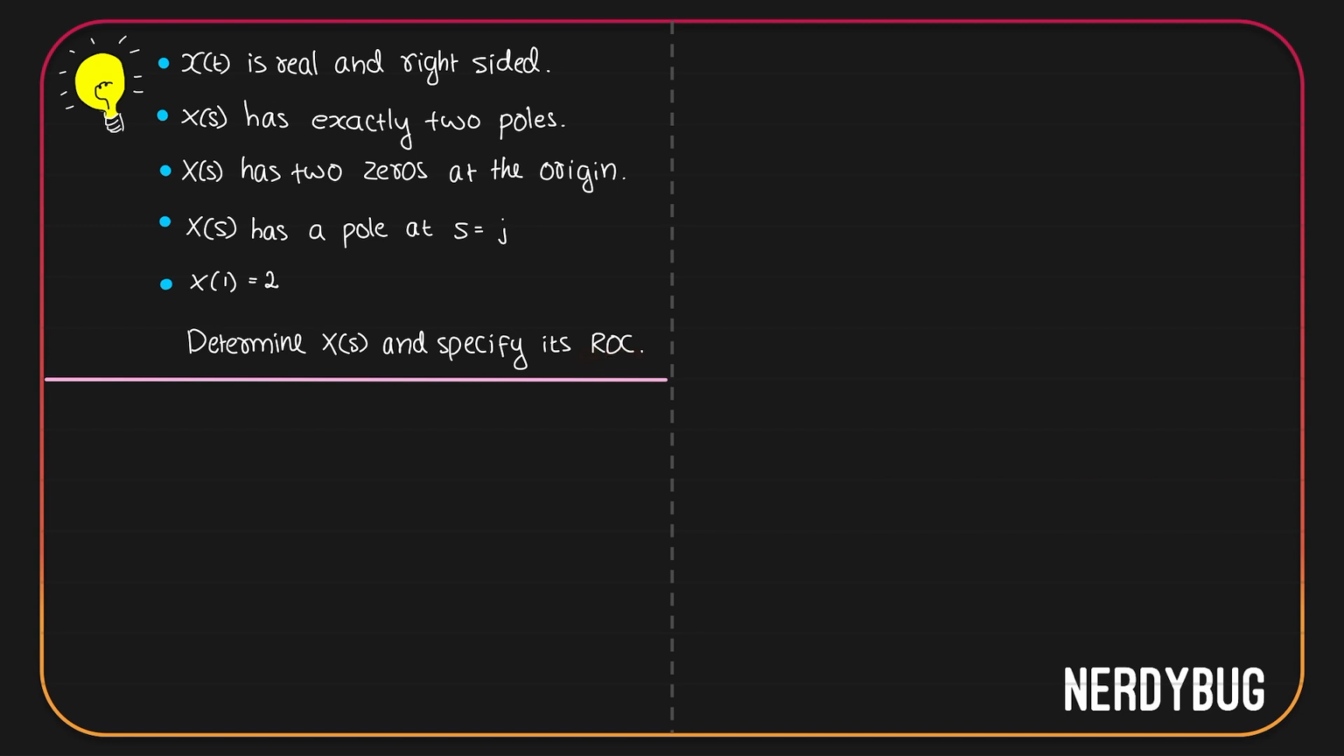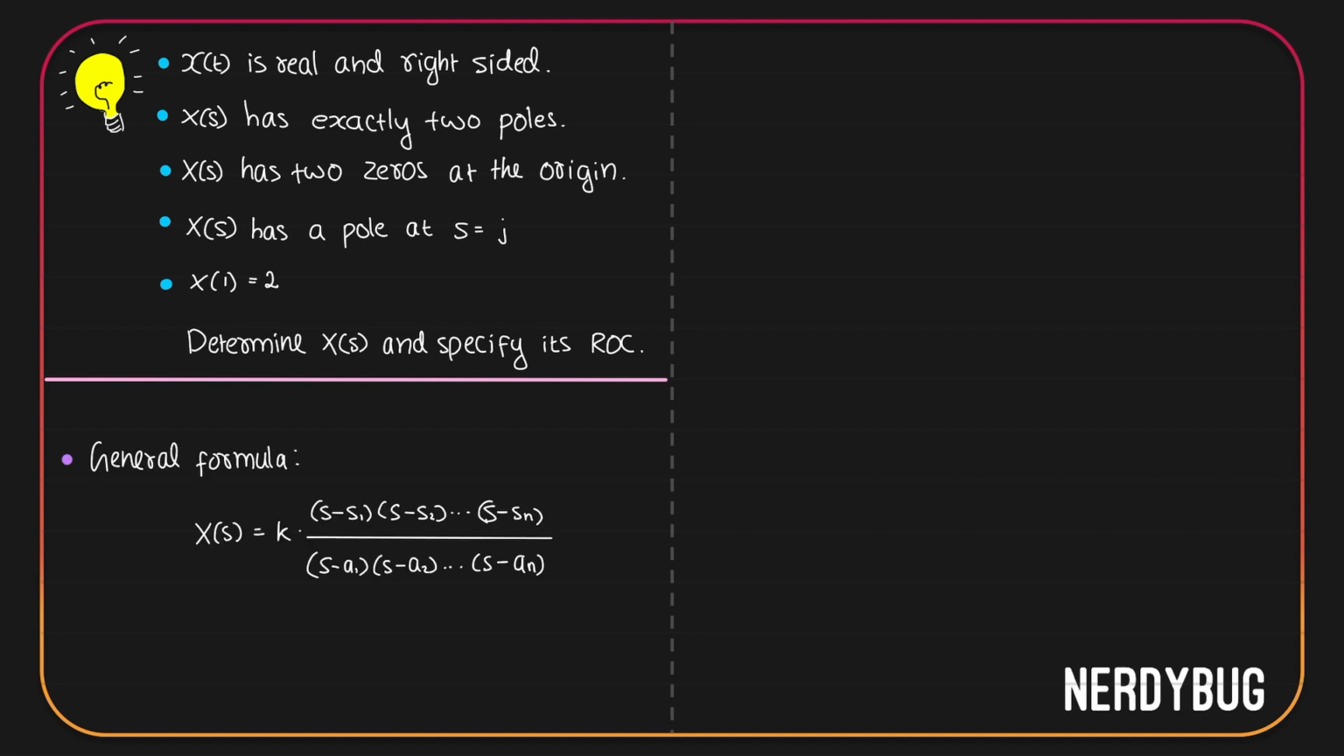In the last video, we have seen the general formula for writing the Laplace transform of a function. It is k times, on the numerator we have s minus s1 into s minus s2 up to s minus sn. In the denominator we have s minus a1 into s minus a2 up to s minus an. Here s1, s2 up to sn are the zeros of x of s and a1, a2 up to an are the poles. K will be a constant.